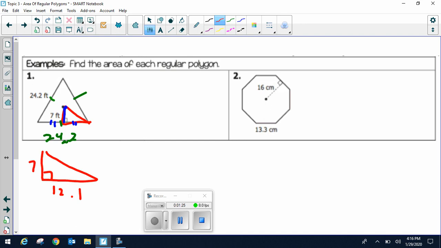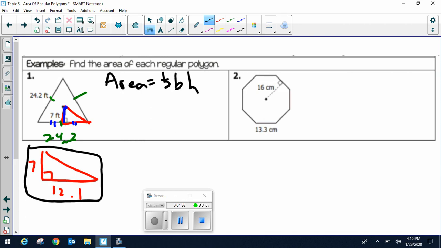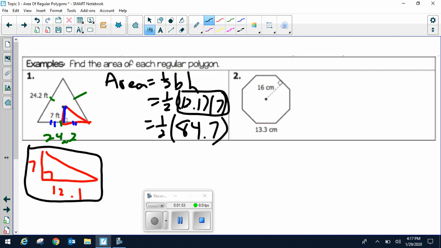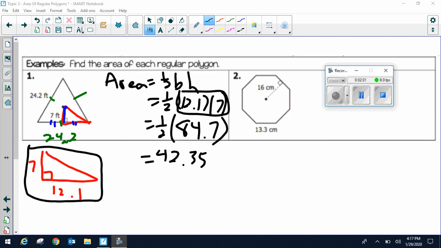Again, we're finding the area of the polygon, but to do that, we need to find the area of this triangle right here first. So let's find the area of that triangle. Remember, area is 1/2 base times height. We know the base. Base is 12.1. The height is 7. 12.1 times 7, because you multiply these two first, gives you 84.7. And then you divide that by 2, and you get that the area of this triangle is 42.35.